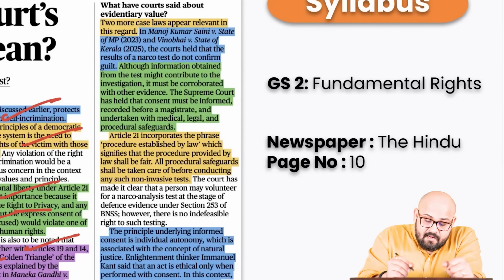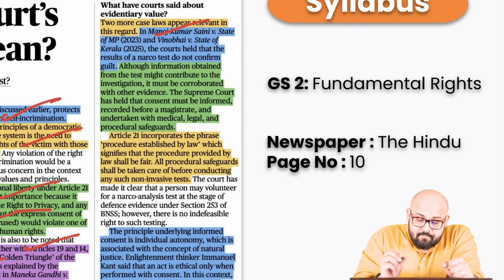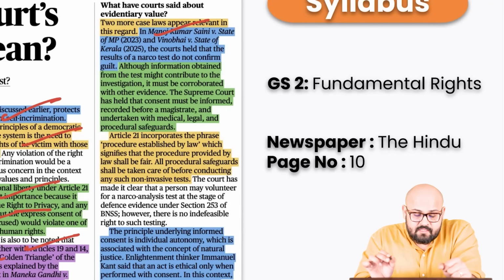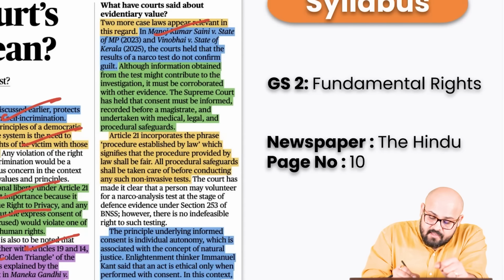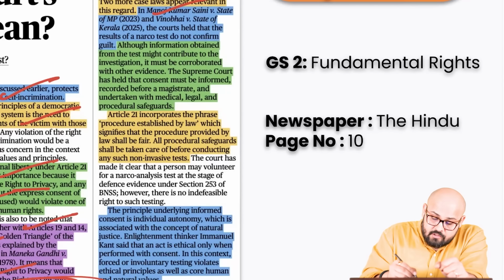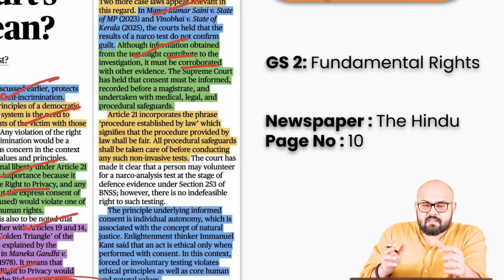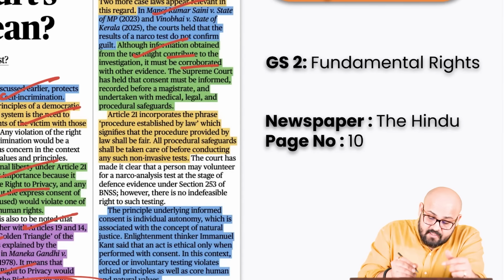Two more cases appear relevant in this regard: Manoj Kumar Saini versus State of MP in 2023 and Vinobhai versus State of Kerala in 2025. The courts held that results of narco tests do not confirm guilt. Although the information obtained from the test might contribute to the investigation aspect, it must be corroborated. It must be basically strengthened with the other facts, with other evidence.